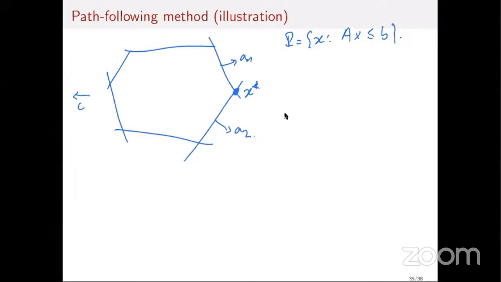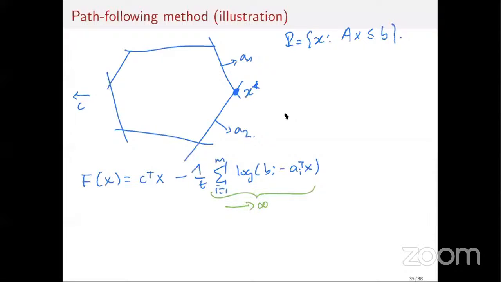Okay. And now, let's define, which is the formula I had in the previous slide, f of x to be just c transpose x, minus 1 over t times the sum from i equals 1 to m of the log of b_i minus a_i transpose x. Okay. So the key thing to note here is that this will blow up to infinity when x approaches the boundary of P.